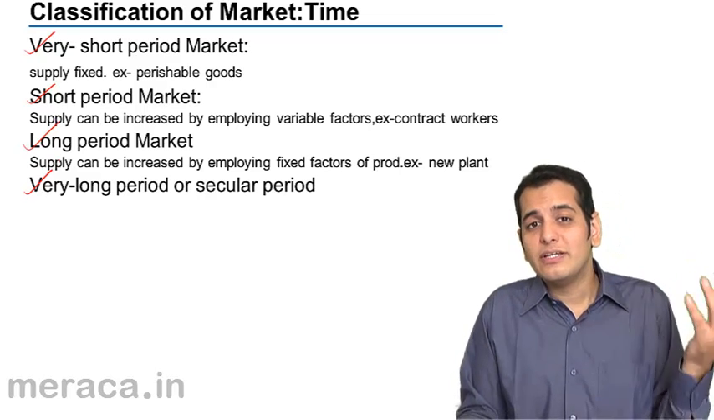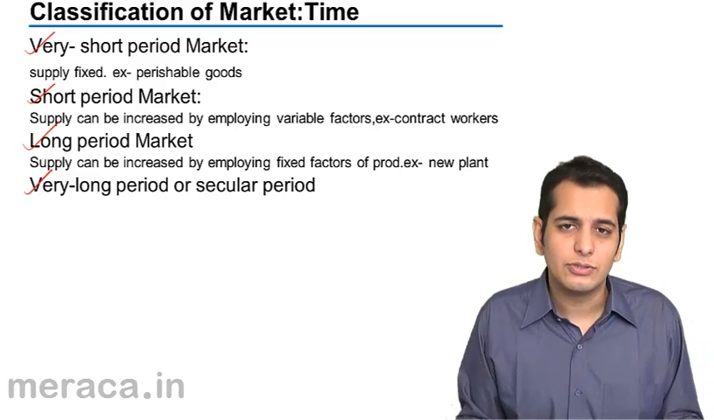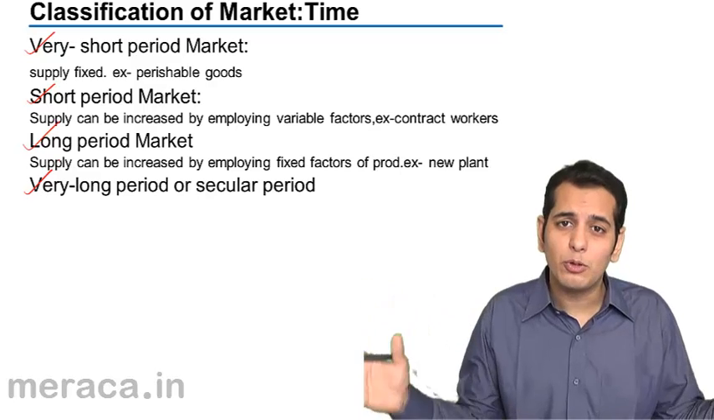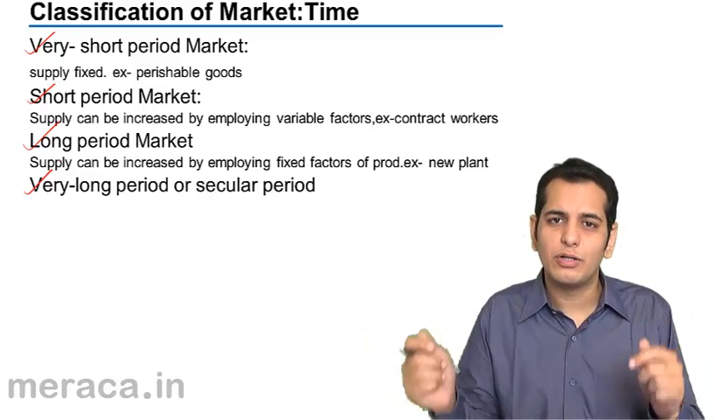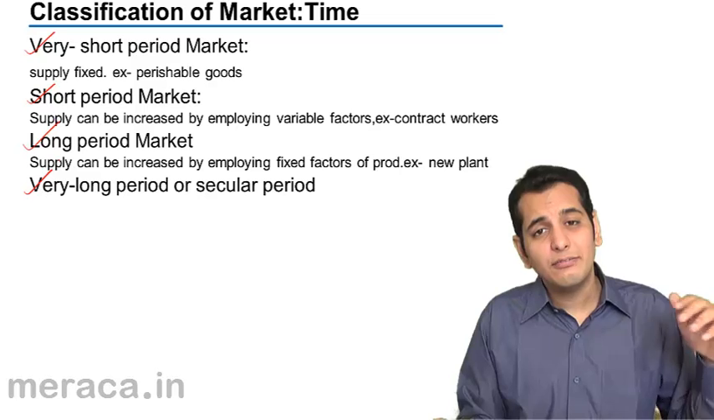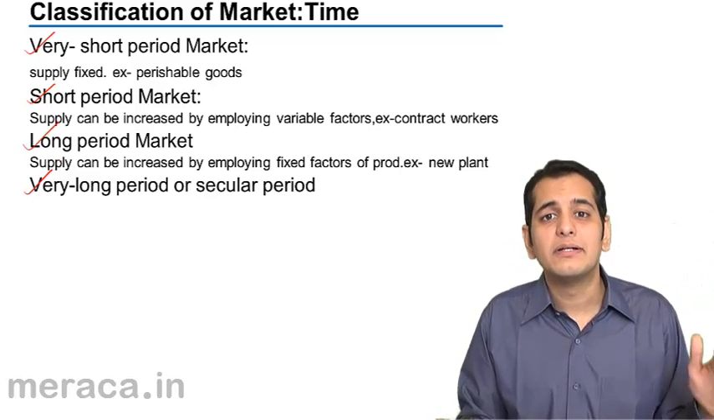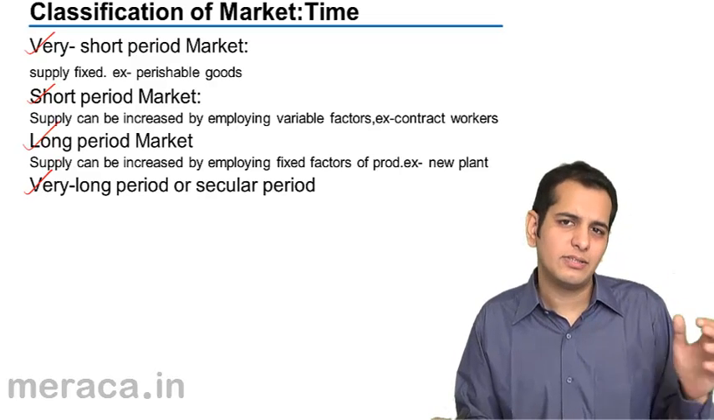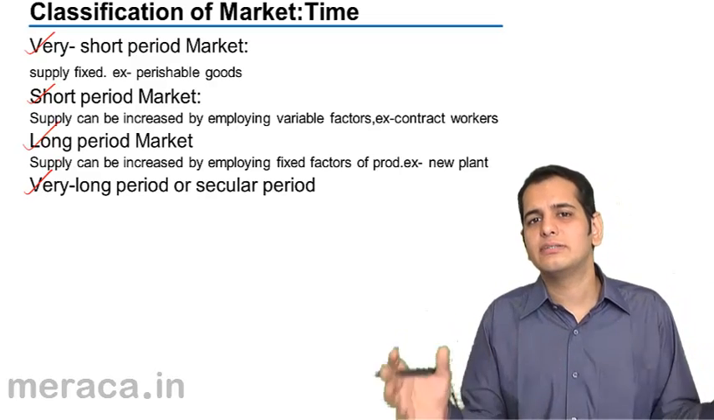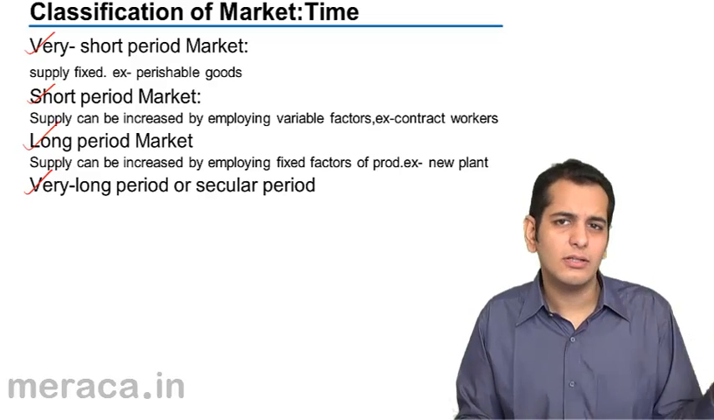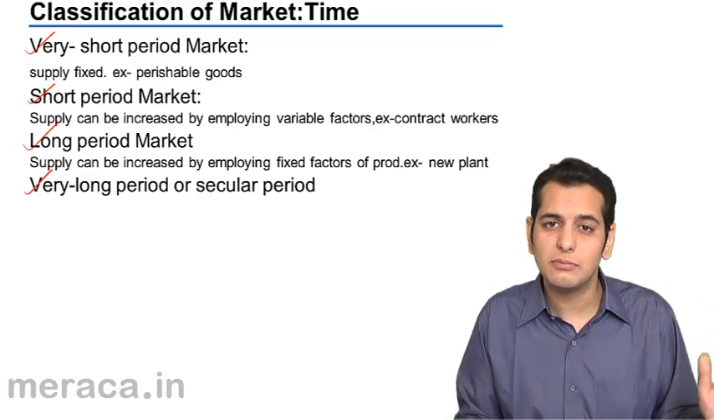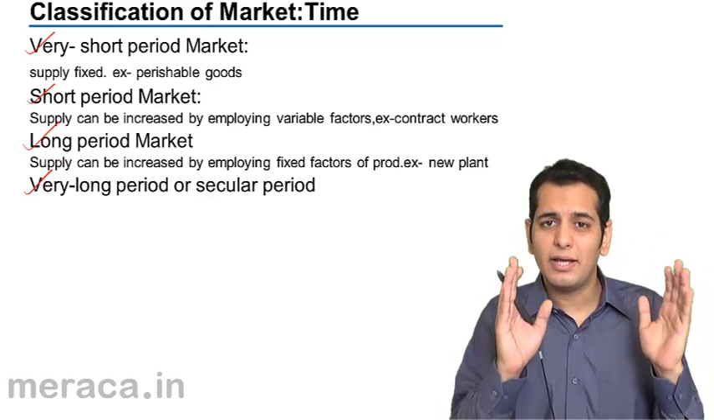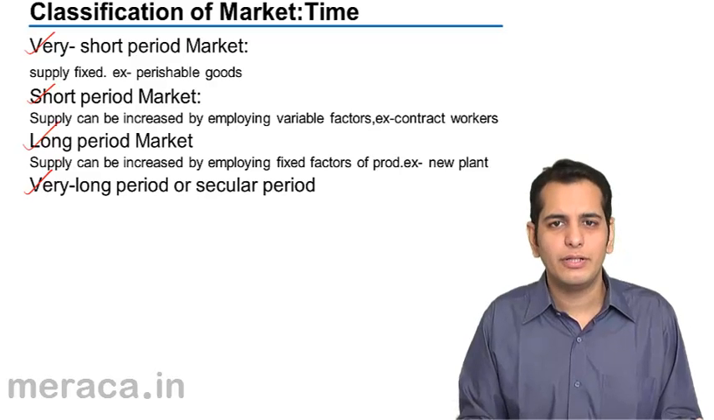If I want to change the supply of oranges, it will have to take some time. I'll have to buy more land. I'll have to cultivate it, fertilize it, till it, and then finally harvest it, which will take me around 4 to 6 months. So, in a very short period, let's say a day or two, I cannot just change the supply of oranges or maybe any other fruit for that matter or any other vegetable. So, such a market wherein the supply is inelastic is called a very short period market.